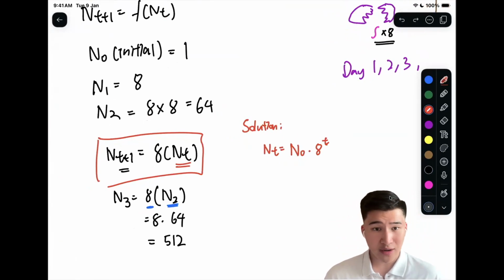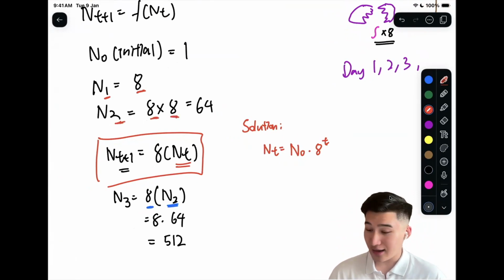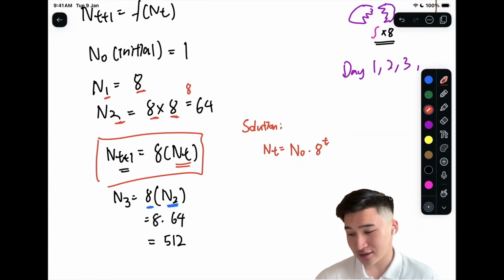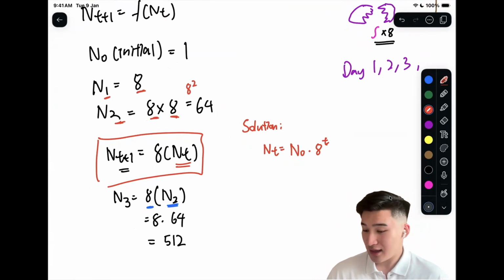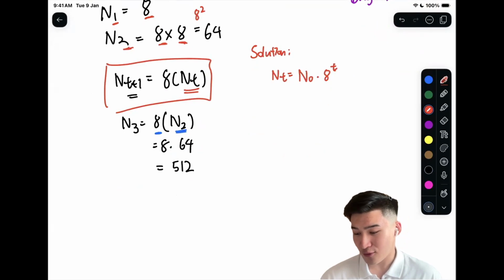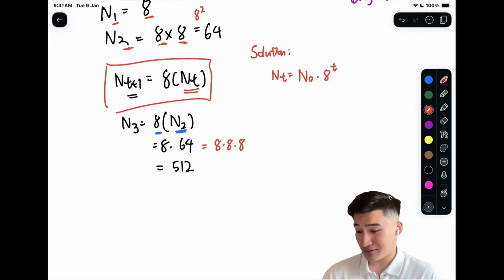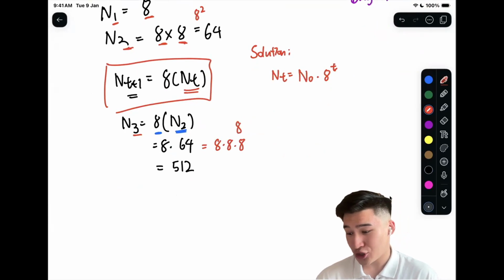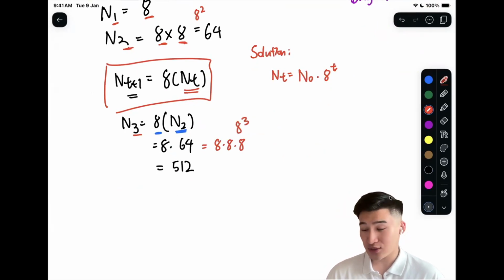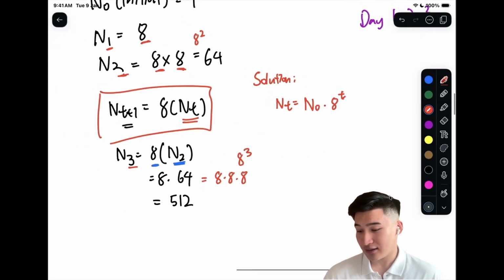So if we see from day 1, how many multiples of 8? There's only one 8. And for day 2, we have 8 times 8. There's 2 8s, right? And 8 times 8 is basically 8 squared, okay? And for day 3, if you think about it, 8 times 64 is basically equal to 8 times 8 times 8. And that's just 3 times, right? That's 8 cubed, right? And so on and so forth. So you can kind of see the pattern here that this is actually the solution.